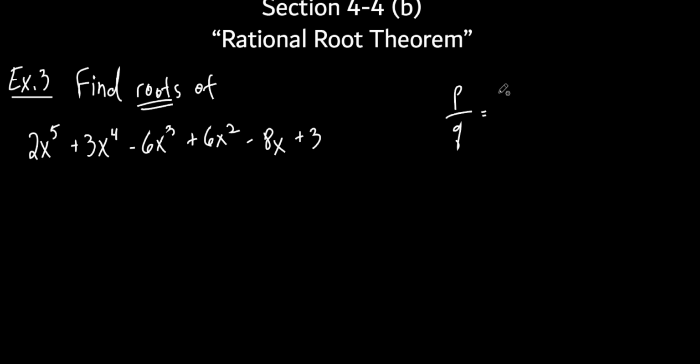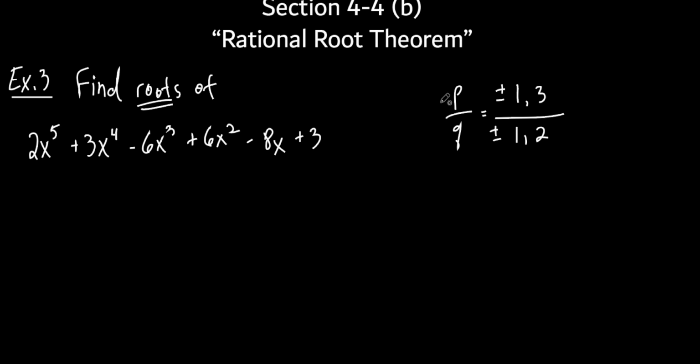So what do we have? What times what is 3? Well, plus or minus 1 and 3. That's it, right? So that's nice. All right. What's the q? Where do we look for the q? The leading coefficient right there. So that's the 2. So what's the factors of that? Plus or minus 1 and 2. All right, so that helps out a little bit, right? We don't have a million things to choose from, so that's kind of nice.